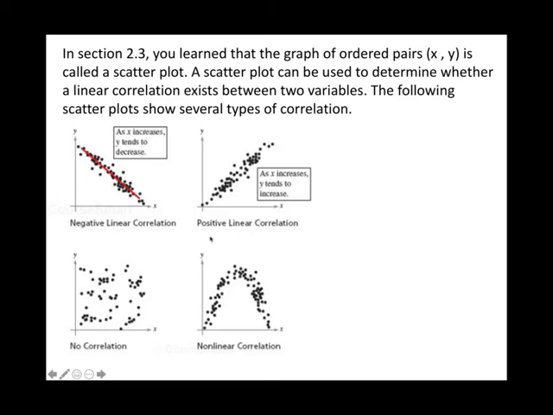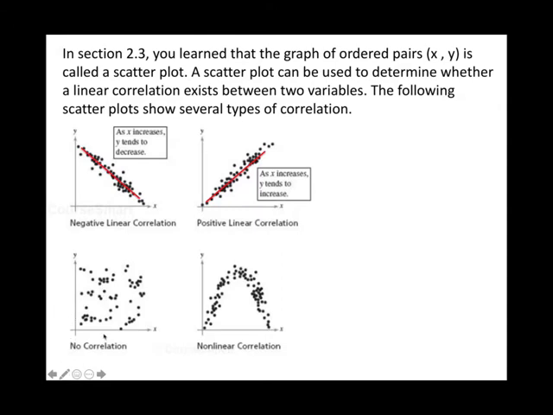For the second one, all the points are going in this direction. We can draw a straight line on it, and all the points are around the straight line. So we say there is a linear correlation. And since the slope is going to be positive, we call this a positive linear correlation.